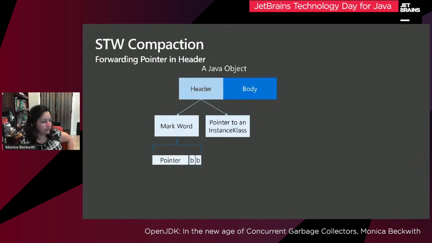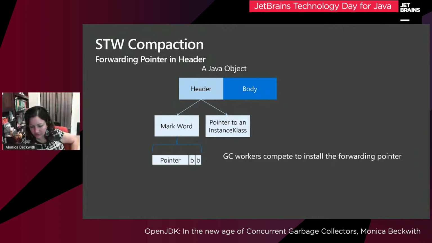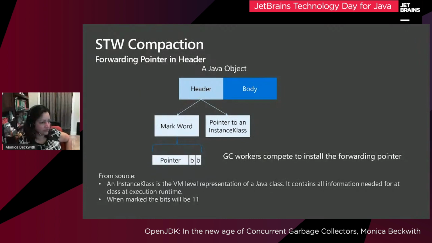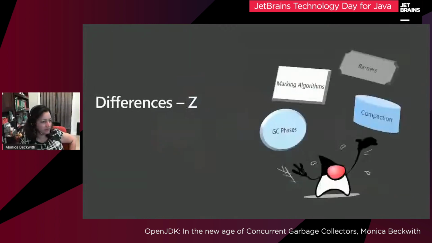In the mark word itself, you have the pointer, and then there are 2 bits. What happens is that the GC workers, with the work stealing and whatnot, but let's just say that they compete to install the forwarding pointer. Wherever it's pointing to is installed in the mark word right there. If you need to look at the source, just look at the VM representation of the instance class. And when it's marked, the bits will be 1, 1 right there. And that's about it.